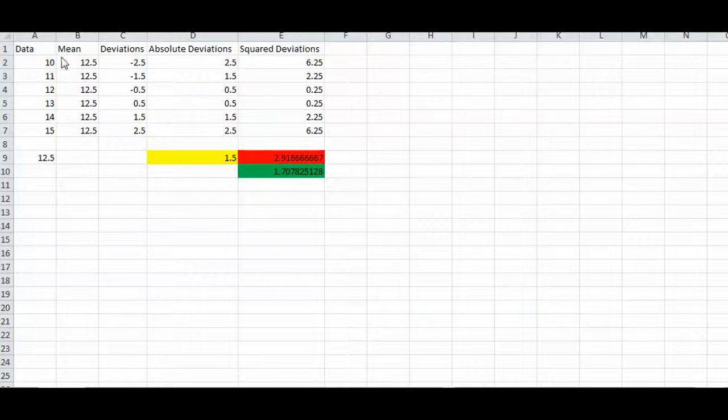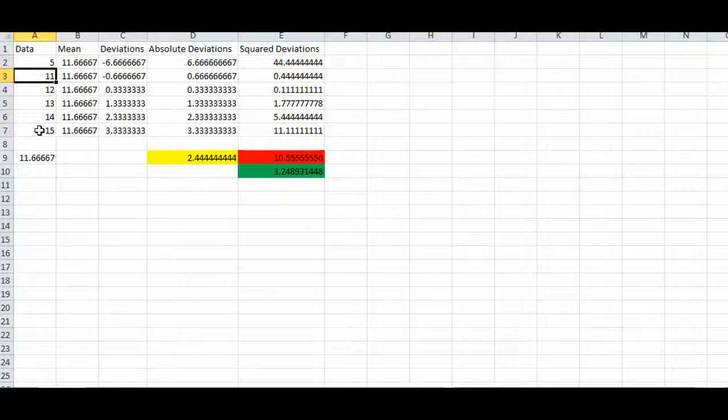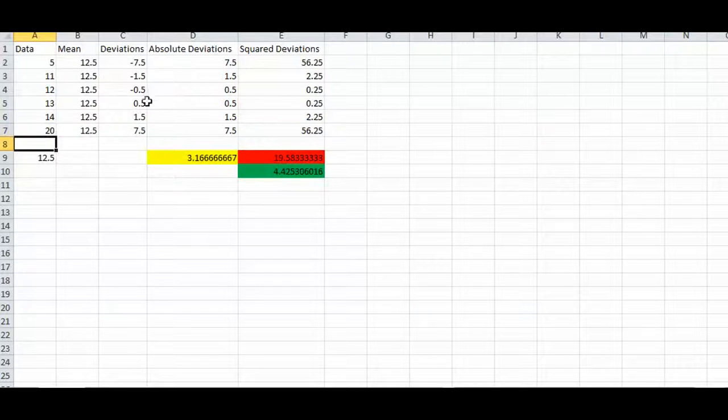So since this number will be further from the mean, it'll give us a bigger deviation right here. And also, if I change this to 20, this data value will be further from the mean of 12.5. So instead of it being 15 minus the mean, it'll be 20 minus the mean, which will give us a bigger deviation right here. So let's see that happen right now. Right, so these 2 deviations have increased. They've now gone up to negative 7.5 and 7.5.